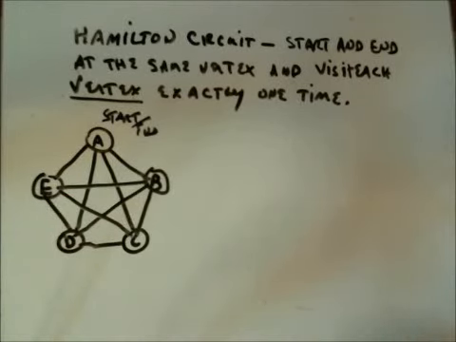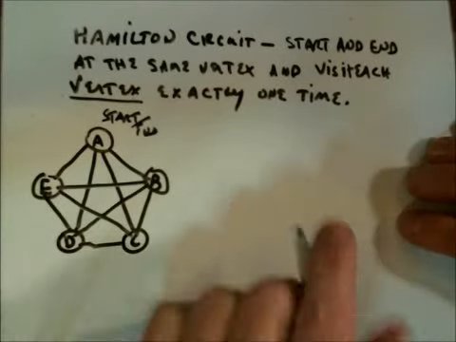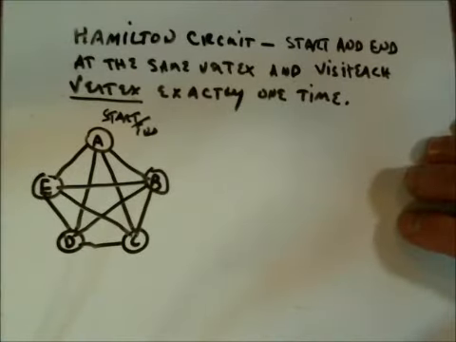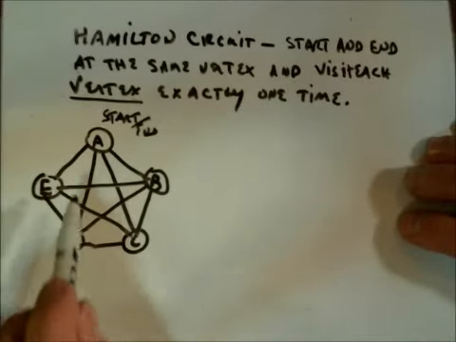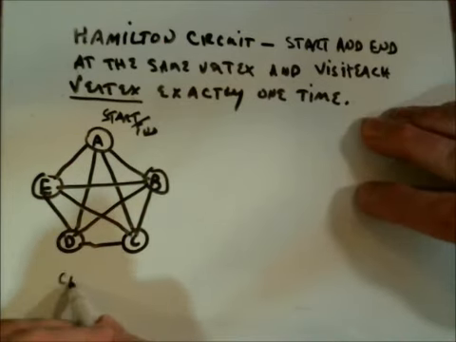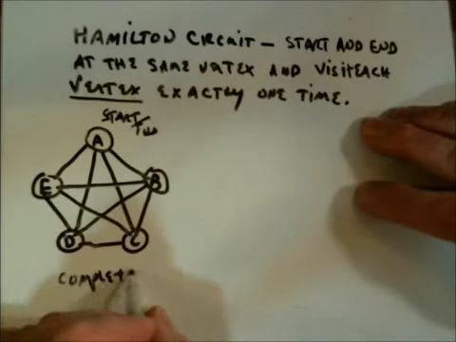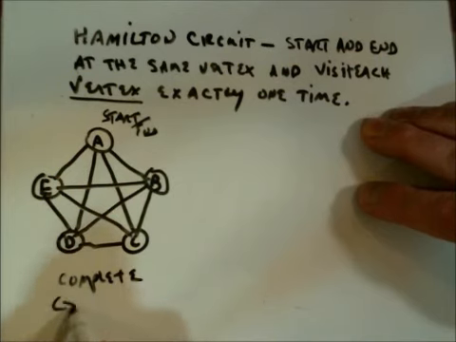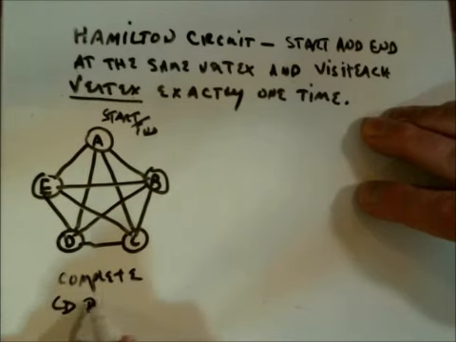All right, here we're going to look at Hamilton circuits. A Hamilton circuit, you start and end at the same vertex and visit each vertex exactly one time. Now this graph is a complete graph. Definition of a complete graph: there's a direct edge between each pair of vertices.